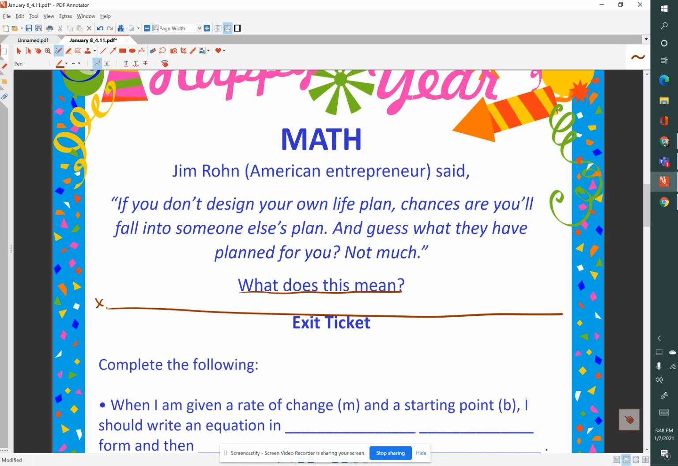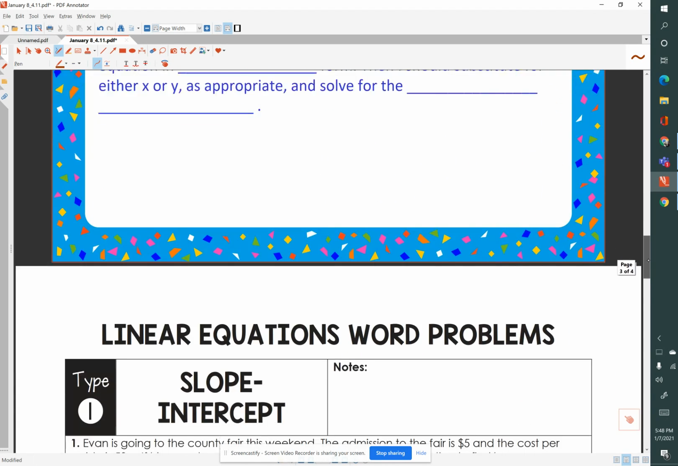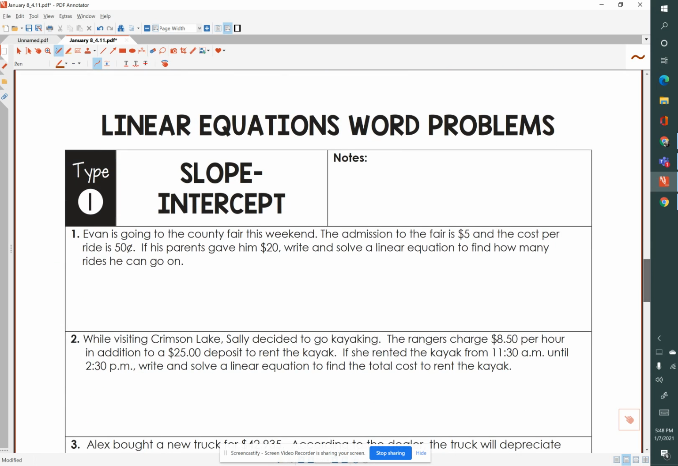So I want you to respond to this quote and tell me what you think it means in your teams. So here's our exit ticket. So let's move forward with our actual lesson for today.